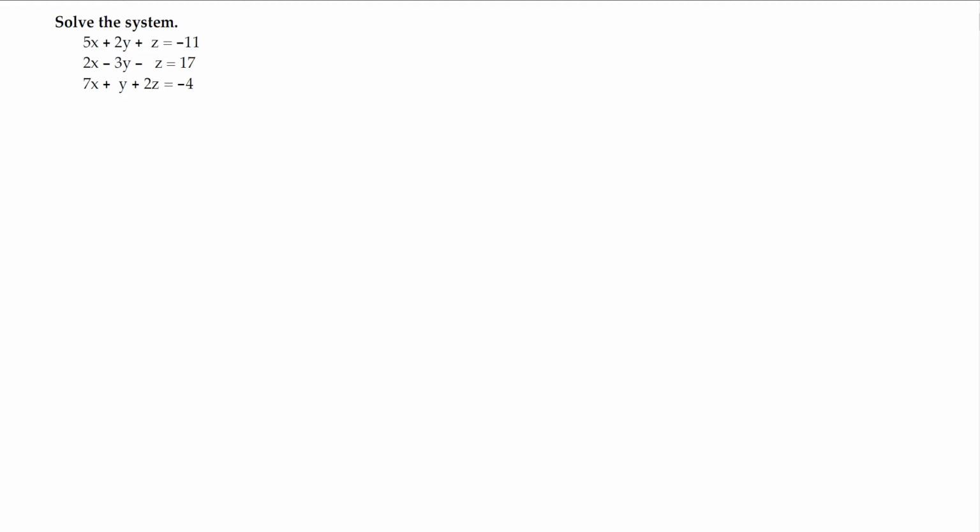Okay, on this problem we are asked to solve this system. This system is a 3 by 3 system, meaning there are 3 equations and also 3 variables, x, y, and z. Now, we should be comfortable solving a 2 by 2 system, 2 equations and 2 unknowns, and commonly that is done by elimination or substitution.